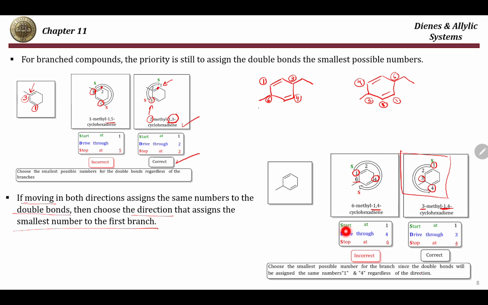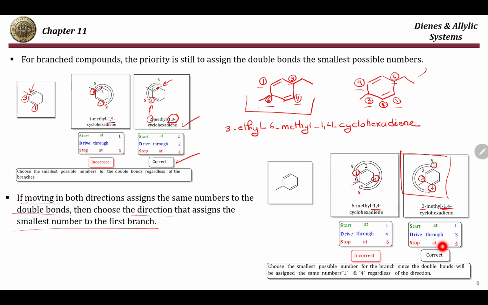So in both cases we are getting the same set of numbers, which are 1, 3, 4, 6. Since we are getting the same set of numbers, then we'll move on to alphabetical order rule, and that's why the ethyl, which is written first, should be given the smallest possible number, and that's why this will be the correct way for naming this compound, and the correct name will be 3-ethyl-6-methyl-1,4-cyclohexadiene.